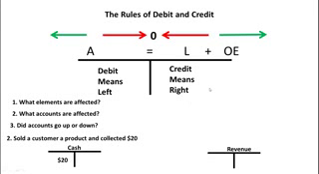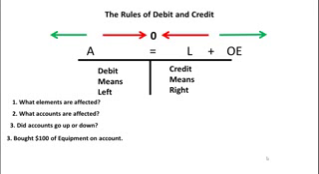And if we know that owner's equity revenue is increasing, it's also going to be going to the right, or away from the 0 sign. So for the revenue account to go up, it's going to go on the right side. Let's go a little further.